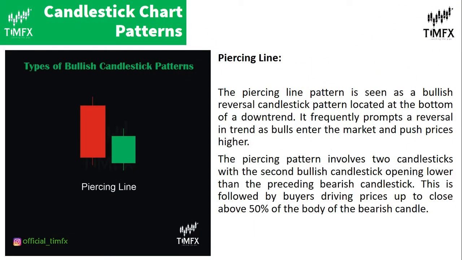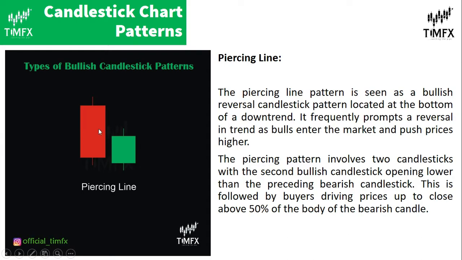Okay, we'll be considering the piercing line. The piercing line pattern is seen as a bullish reversal candlestick pattern located at the bottom of a downtrend. It frequently prompts a reversal in trend as bulls enter the market and push prices higher. The pattern involves two candlesticks, with the second bullish candlestick opening lower than the preceding bearish candlestick. This is followed by buyers driving prices up to close above 50% of the body of the bearish candle.